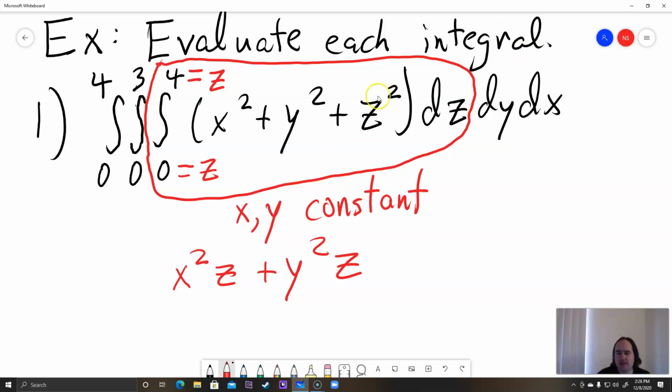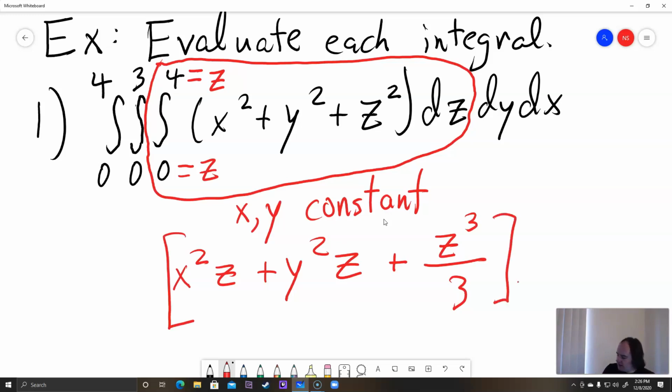And then for z squared, we're going to go ahead and use the power rule. So we increase the exponent by 1, and we divide by the new exponent. So it becomes z to the 3 divided by 3. So we're going to have plus z cubed divided by 3. And this is evaluated from z equals 0 to z equals 4.